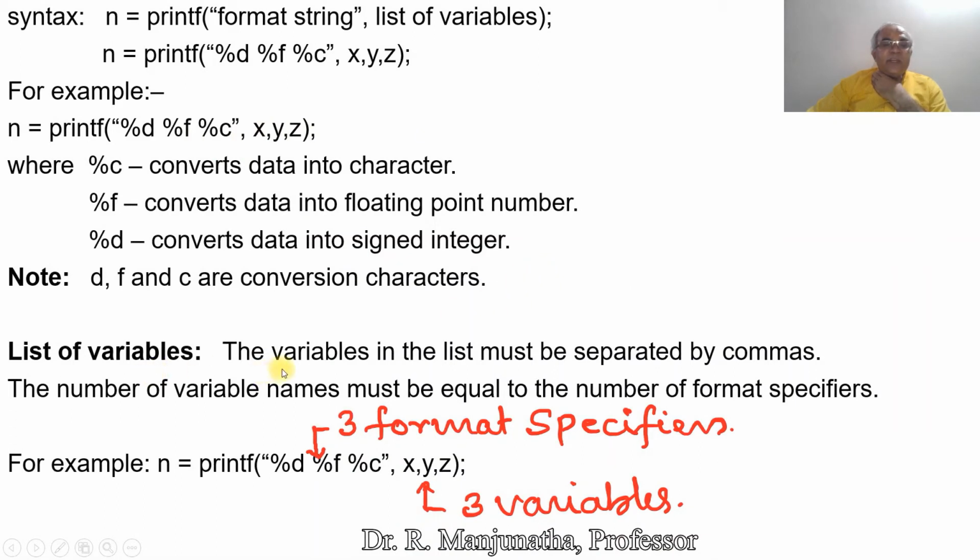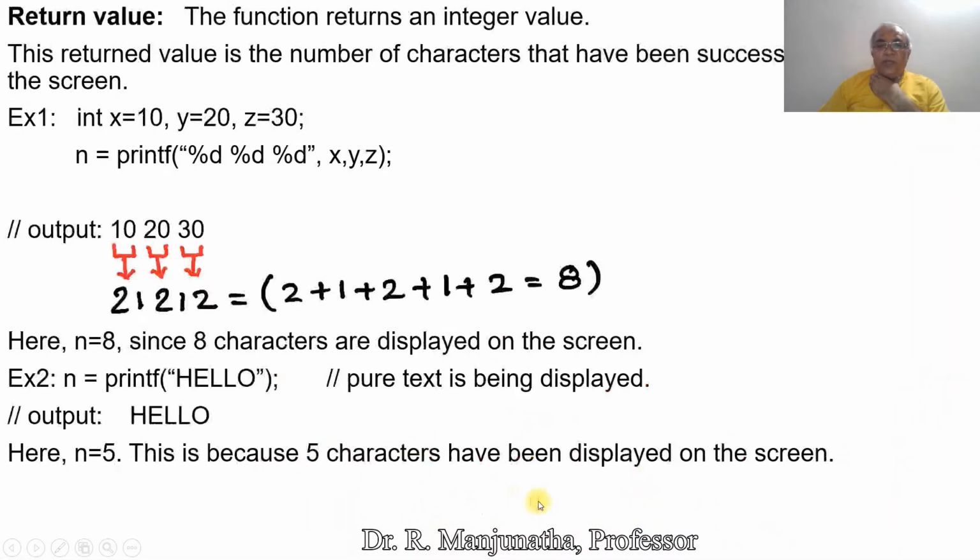List of variables: the variables in the list must be separated by commas and the number of variable names must be equal to the number of format specifiers. So here %d, %f and %c are the format specifiers, and x, y, z are the variables. As for the return value, the function returns an integer value, which is the number of characters that have been successfully printed on the screen.